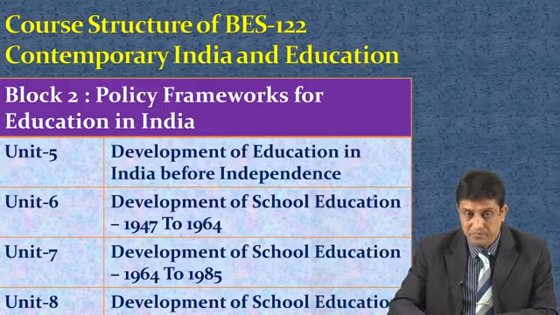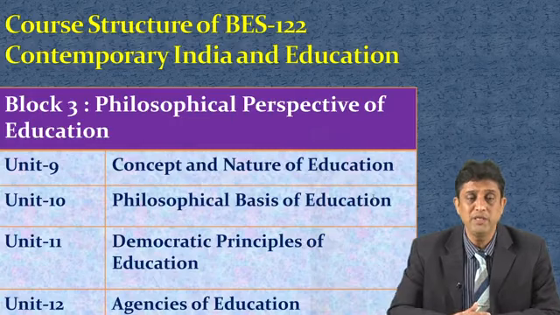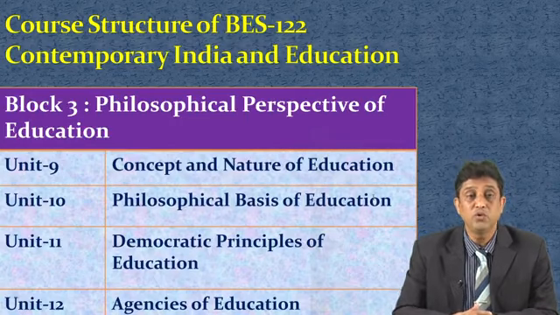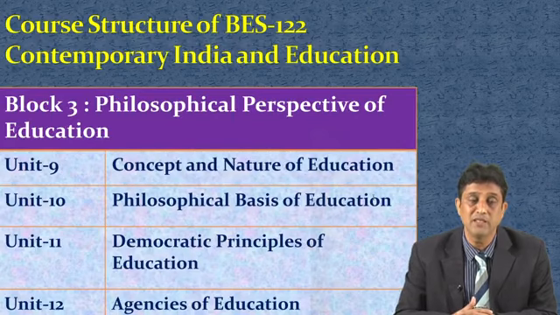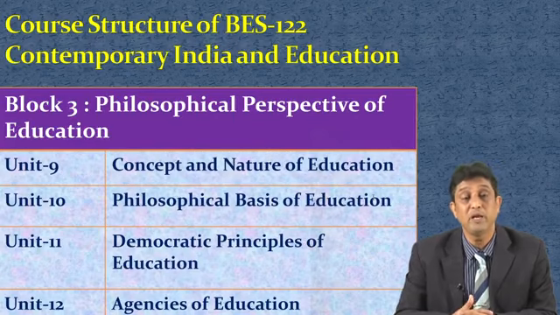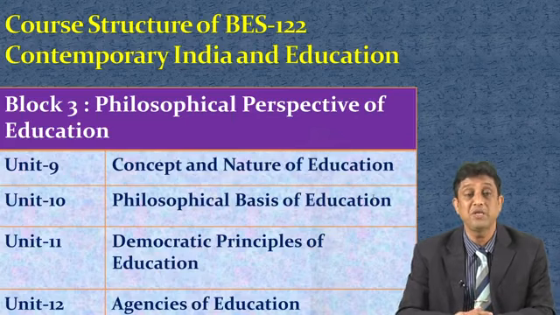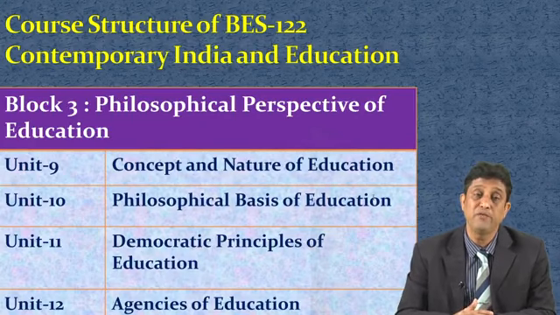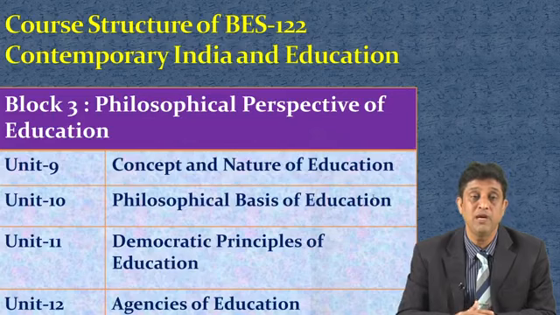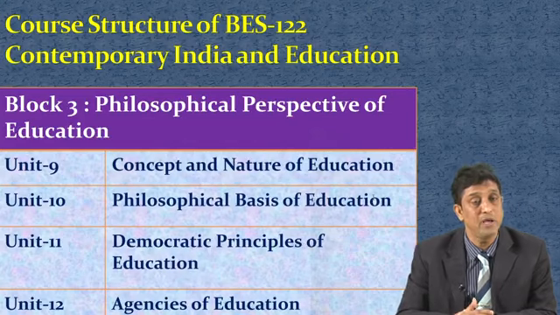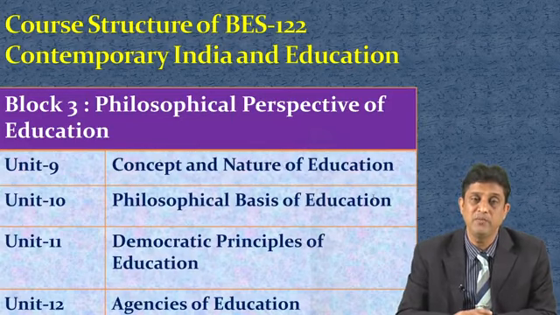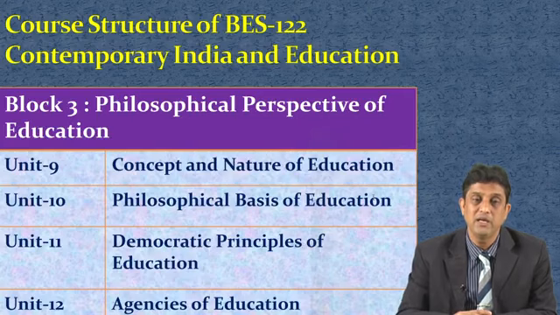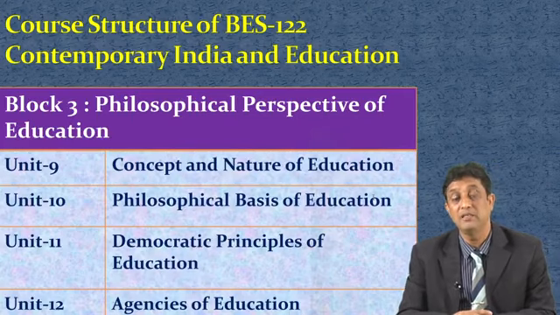Then, when we come to the third block of this course, the title is Philosophical Perspective of Education. Here, friends, you will get a detailed understanding of the philosophical perspective, the philosophical context to understand education. You will find 4 units in this block: Units 9, 10, 11 and 12. Unit 9 is titled Concept and Nature of Education. Unit 10, Philosophical Basis of Education. Then Democratic Principles of Education, then Agencies of Education.